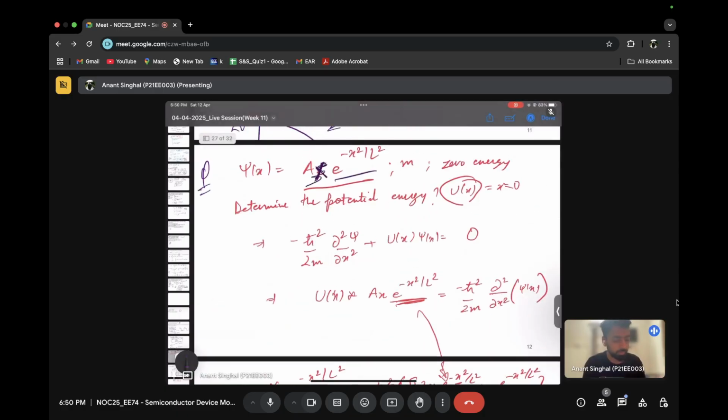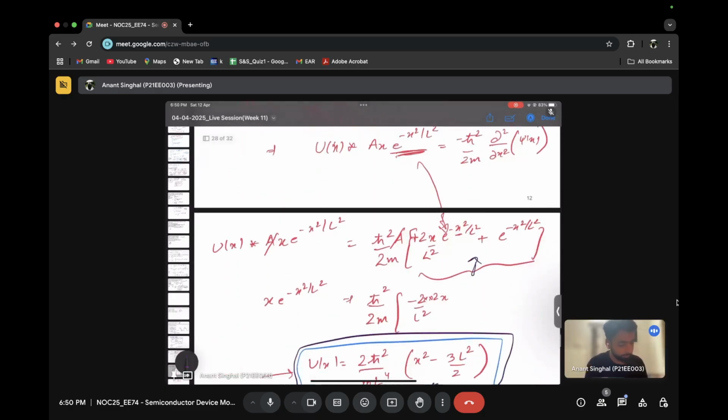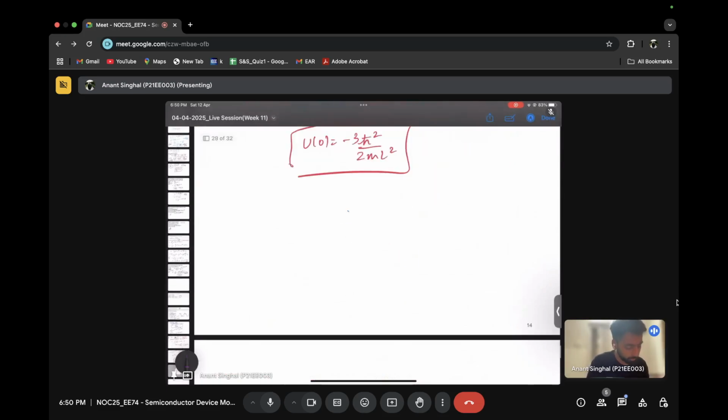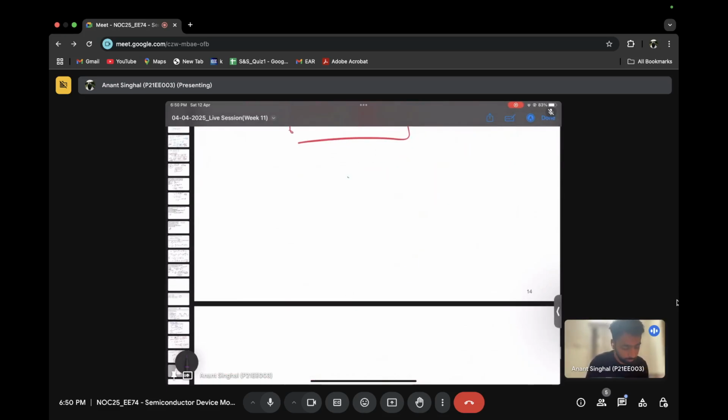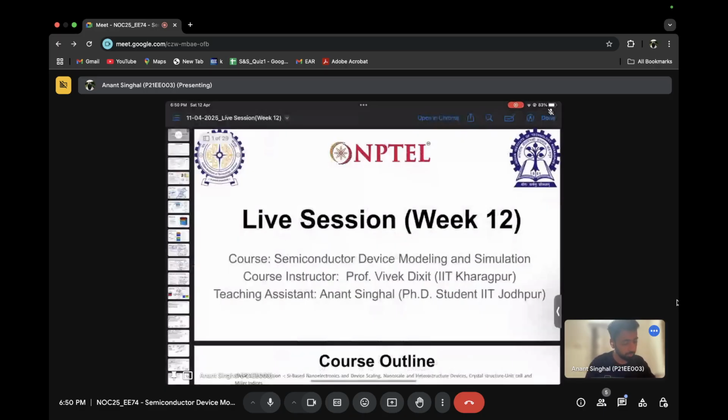So it was an exponential of minus x square by L square. You can see the lecture again for that. Maybe there is no x in between. So yeah, that is it. So this was, more or less, from lecture 11, and yesterday I covered the TCAD part. I hope you have also seen that. Maybe I can quickly go through that also if you want.